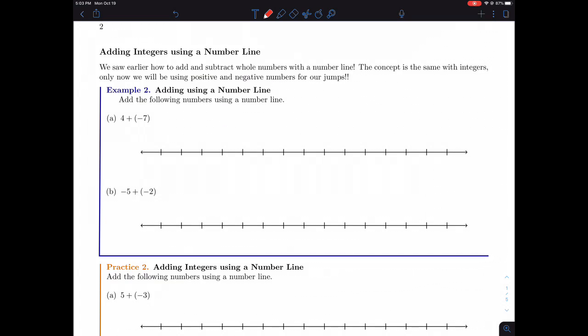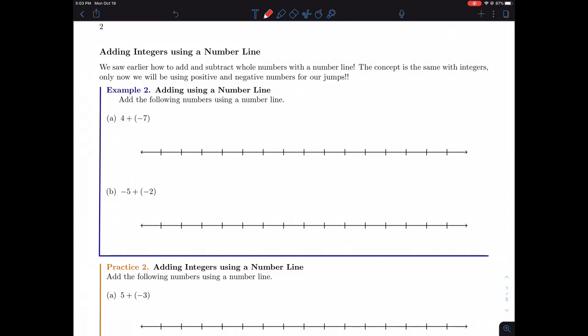All right, so how did everybody do with colored counters? Was that okay? All right, perfect. So with adding with a number line, we did this with whole numbers for the most part, except we pretty much always went one direction. In this case, because of having negatives and positives, sometimes we might go right, sometimes we may go left.